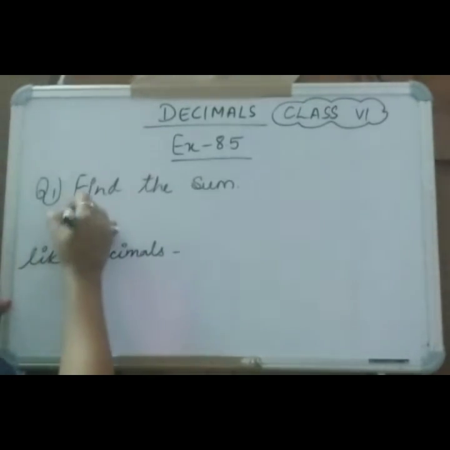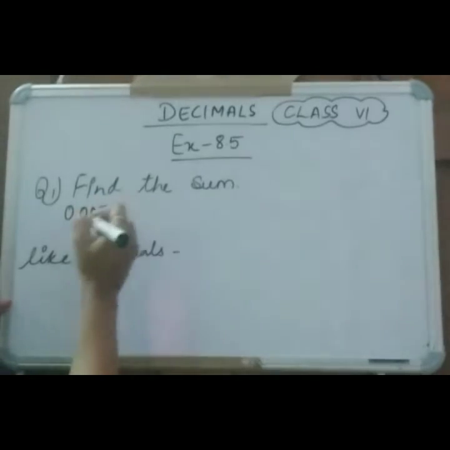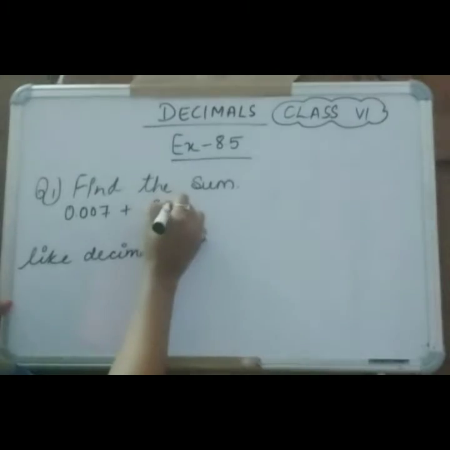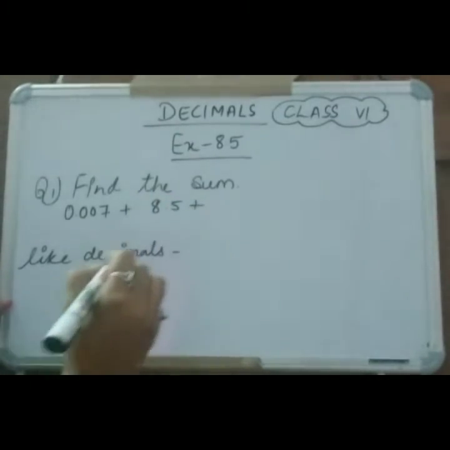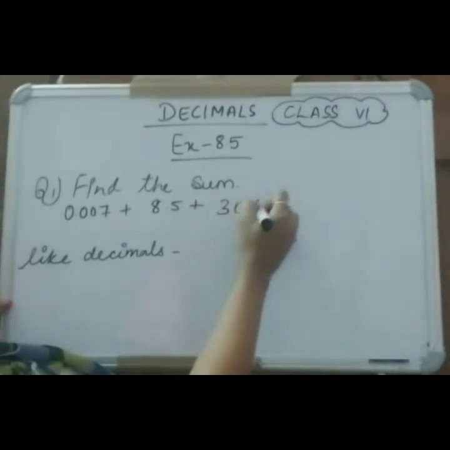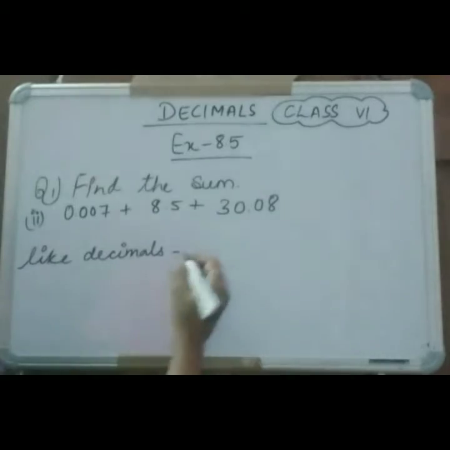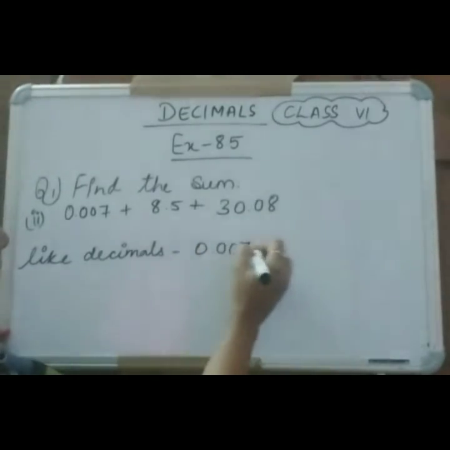Next one is 0.007 plus 8.5 plus 30.08. Now again we will convert them into like decimals. So it will remain the same.